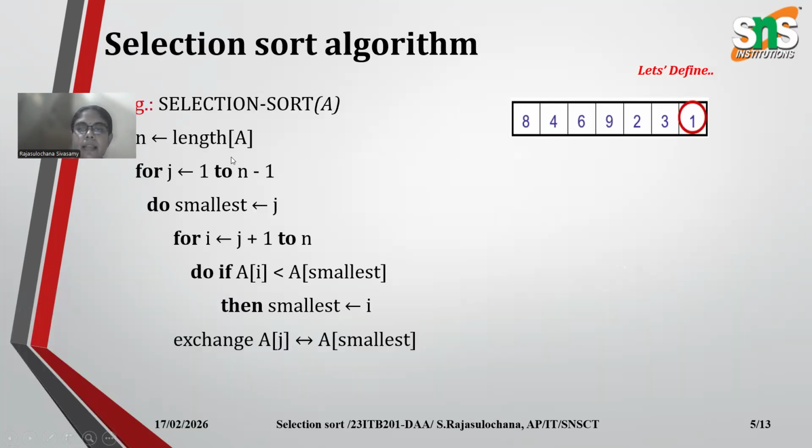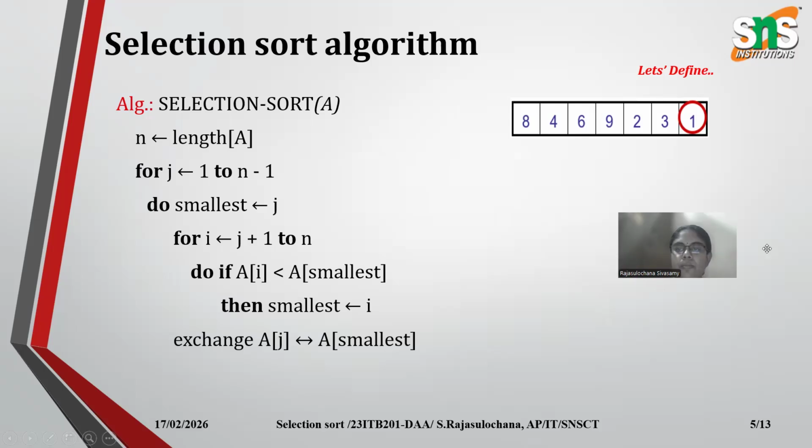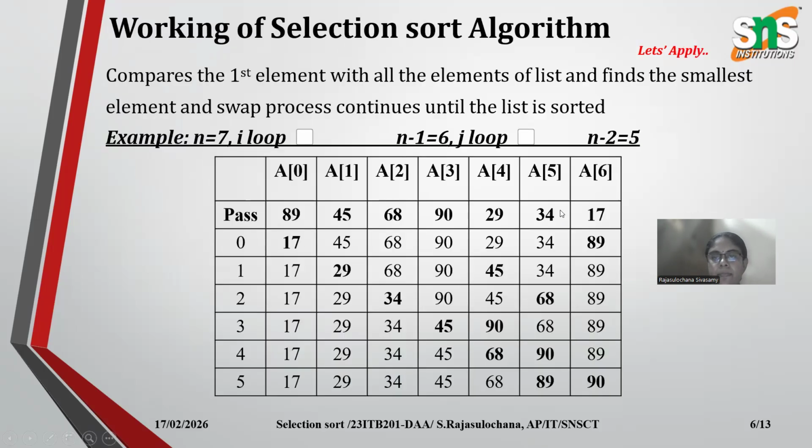One such algorithm that can be applied to solve these use cases is the selection sort algorithm. This algorithm starts sorting the values from the end. So the maximum value is always moved to the end in case of selection sort algorithm. So this is the working of selection sort algorithm. Initially, it compares the first element with all the other elements of the list and finds the smallest element. That particular smallest element will be swapped with the element at the first position, and it continues until the list is sorted.